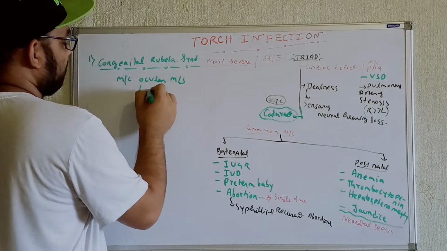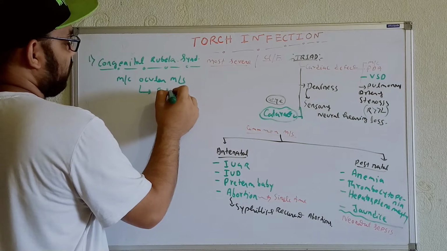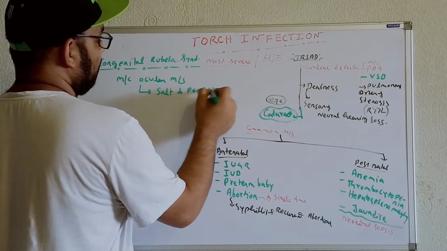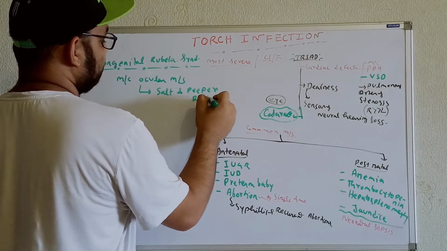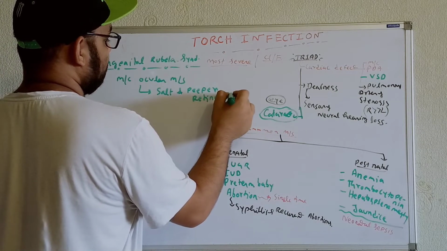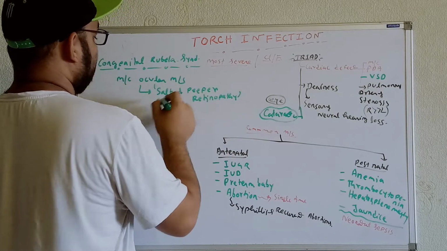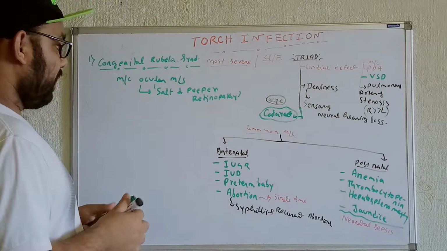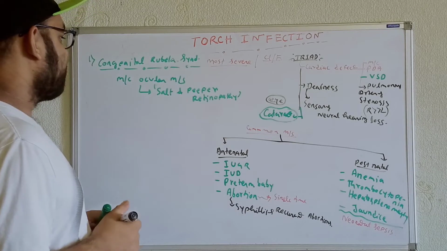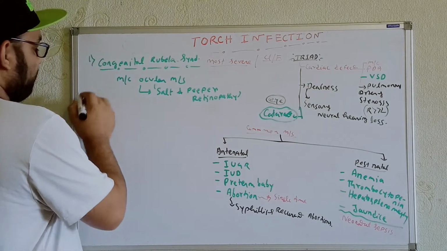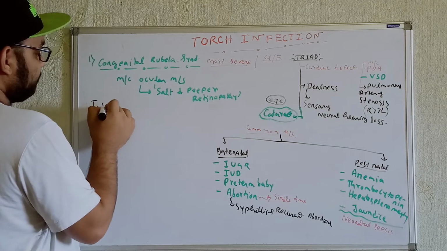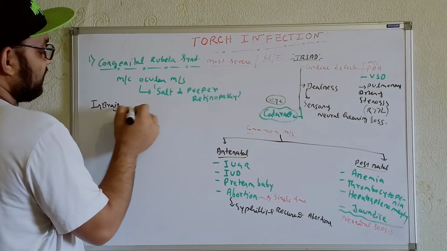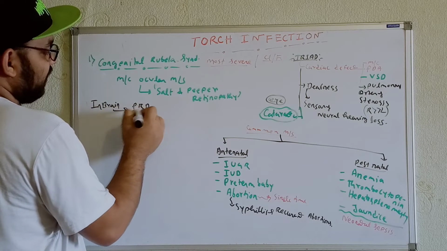that will be known as what? Salt and pepper retinopathy. This will be the most common ocular manifestation in terms of congenital rubella syndrome. Okay. Then in terms of the brain, whatever the problem is in terms of the brain, we can also get infections, that is PRP.